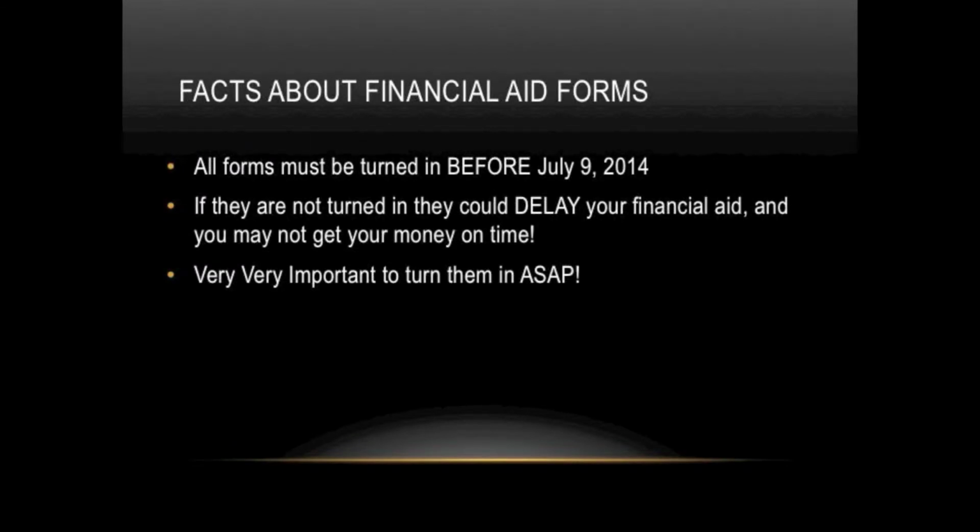First, I want to go over some general facts about the financial aid forms. All financial aid documentation has to be turned in by July 9, 2014. This is the priority deadline. If they are not turned in by this date, there could be a delay in your financial aid. That means you may not get your money on time. That is why it is very important you not only turn all forms in on time, but do them correctly in order to ensure you get your financial aid on time.